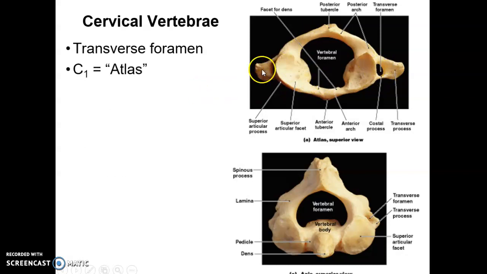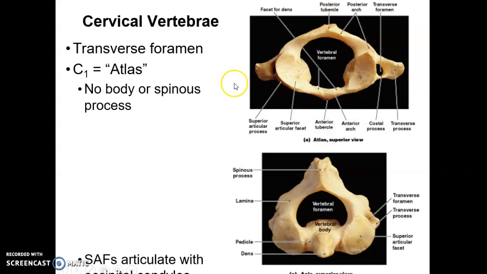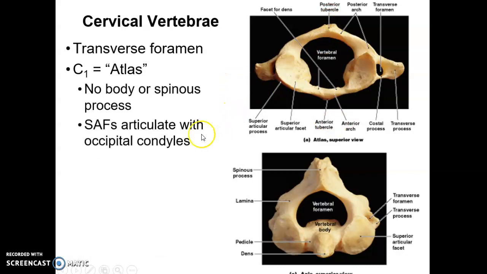C1, the most superior cervical vertebra, is called atlas, and it has a greatly reduced body, and spinous processes also absent. So it's highly modified. It's the top of the vertebral column. The superior articular facets articulate with the occipital condyles of the occipital bone of the skull.